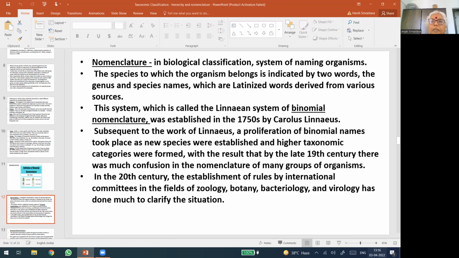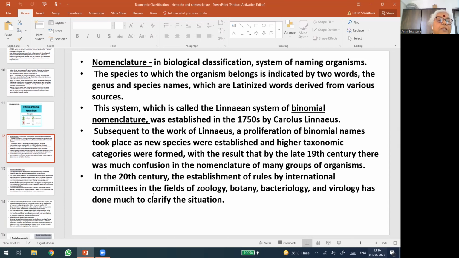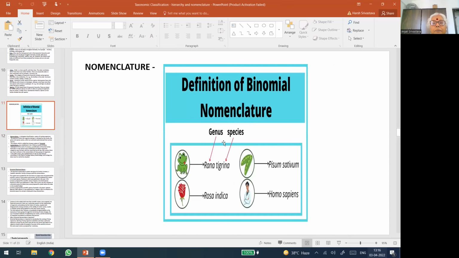So in the same way, many conflicts and controversies came, and in the 20th century certain international committees were formed who established certain rules for the naming of these organisms, that is the nomenclature system, and in the fields of zoology, botany, bacteriology, and virology, has done much to clarify the situation. The system has been much clarified, and the two-term system can be understood with some examples.